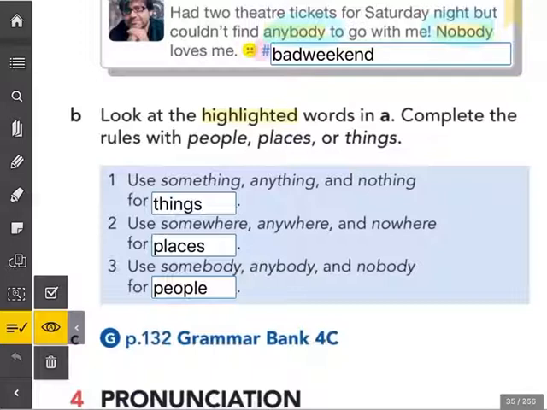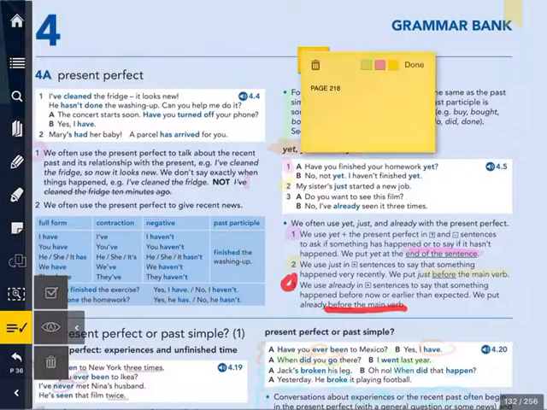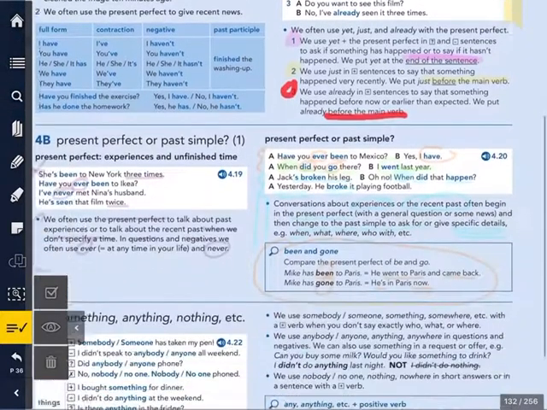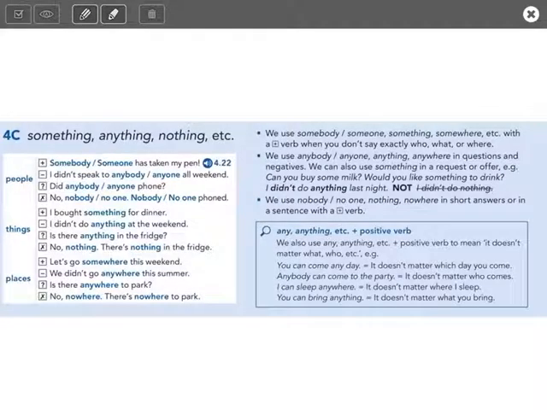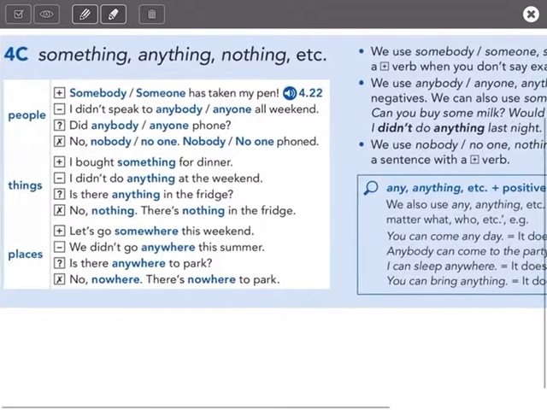So let's open our grammar bank. Now for us, the grammar bank is on page 218. Can you see? Page 218. But we're going to look at 4C at the very bottom. Can you see? At the very bottom of page 218, you will find our grammar for file 4C. Now, let's have a look. So, something, anything, nothing, etc. So let's listen to the examples.